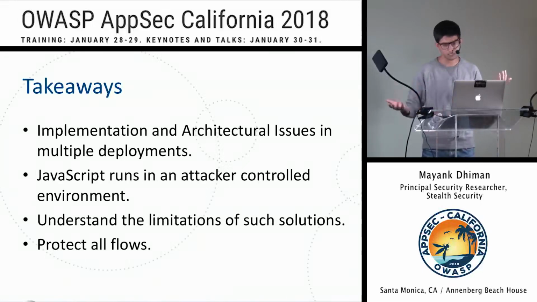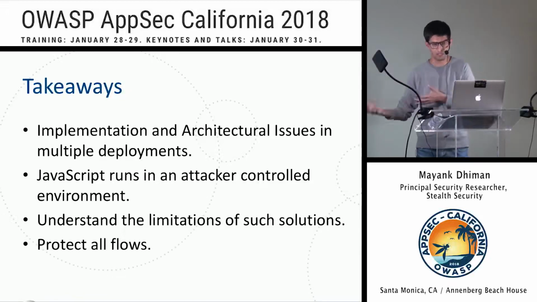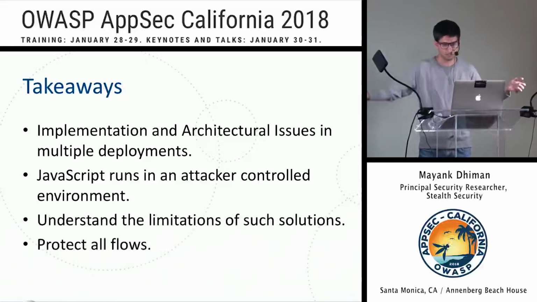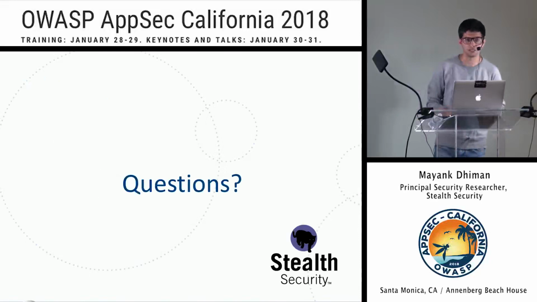Another thing I should mention is that you should understand the limitations. These solutions work in many different scenarios, but of course, there are many scenarios in which they definitely don't work. And the final thing I would say is you should protect all flows. If you have a fraud detection solution deployed for a website, you should implement it on your mobile app as well, because if you're not doing that, you're basically closing one door and opening the back door. With that, I'll take any questions.